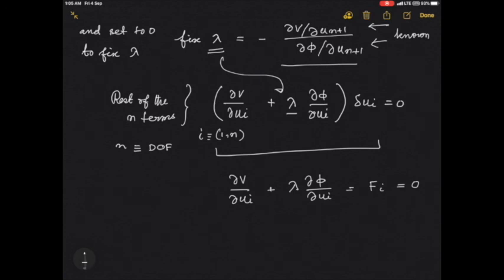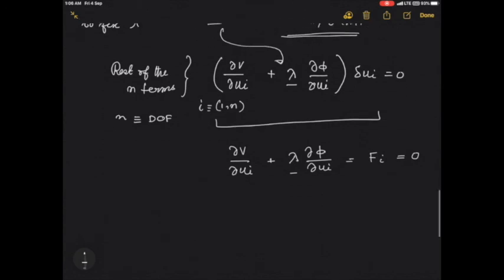So that's how, using the Lagrange method of undetermined multiplier, which is determined by this, I can figure out the conditions for statics. Okay, so this is a very powerful tool in that sense.